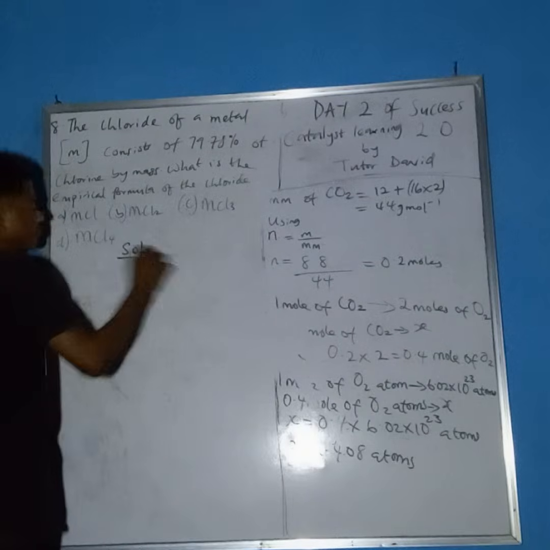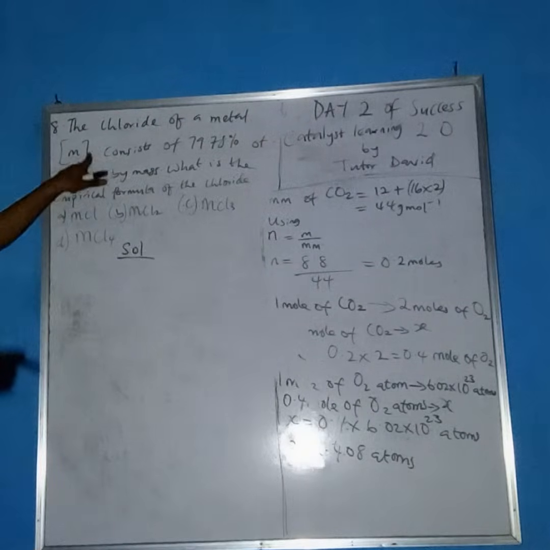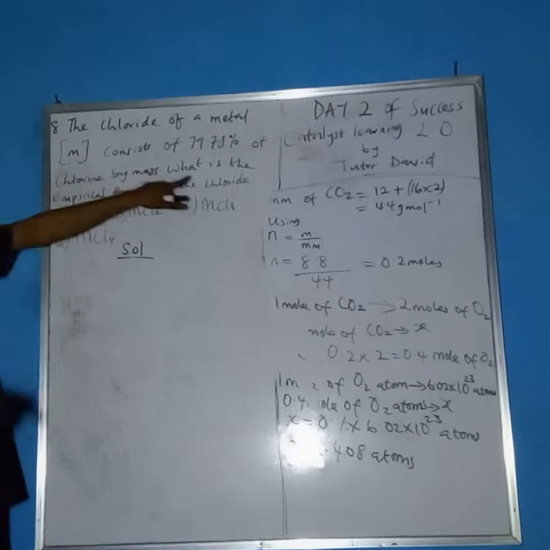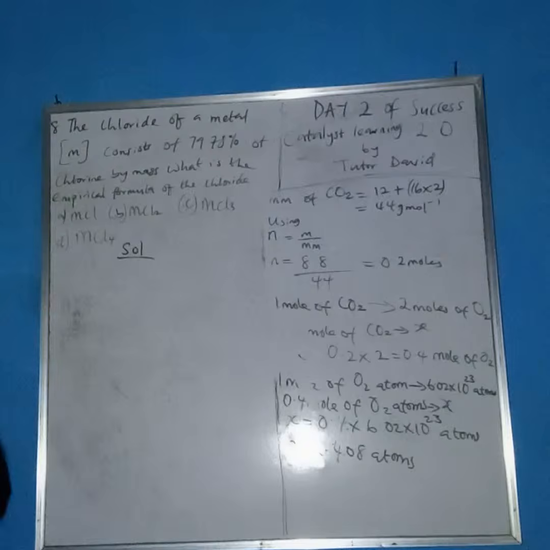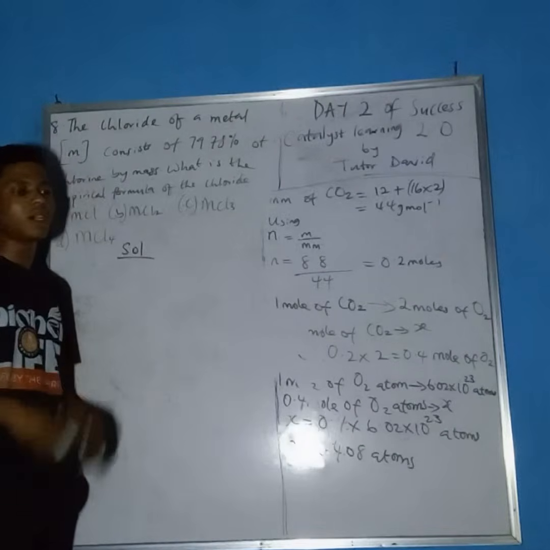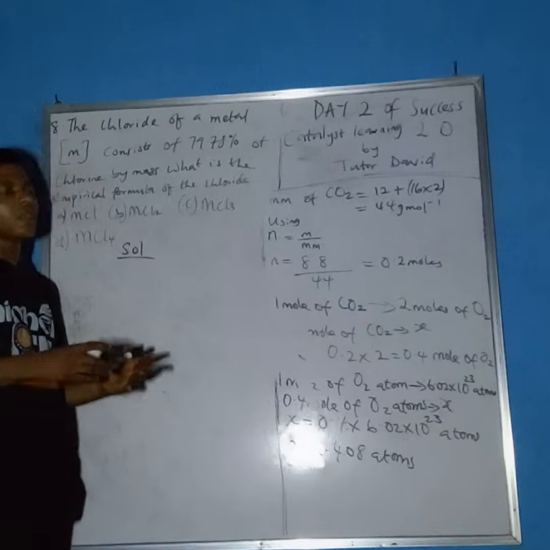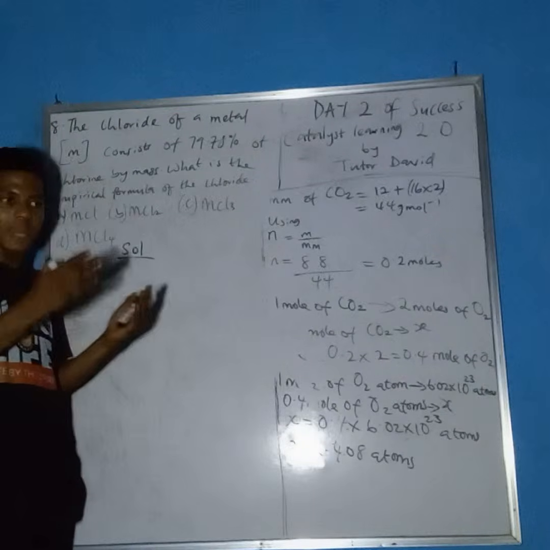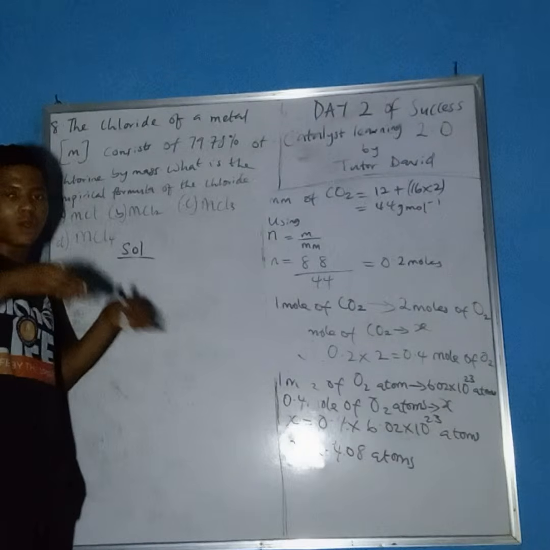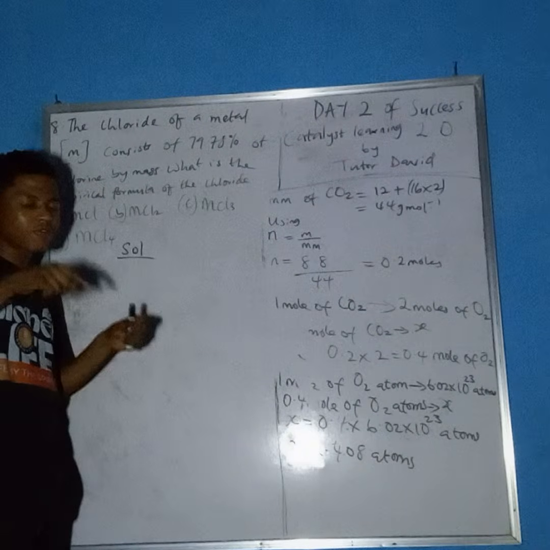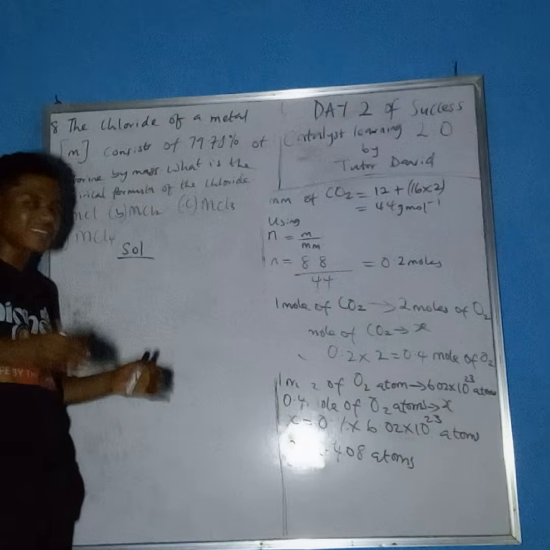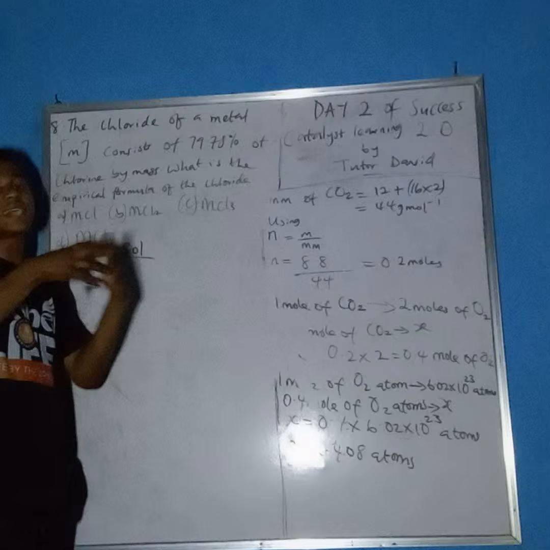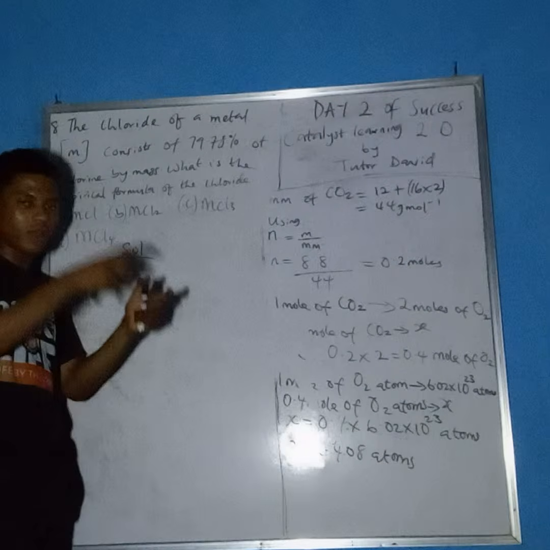So now to solve this, they said the chloride of a metal consists of 79.78 percent of chlorine by mass. What is the empirical formula of the chloride? Now recall for empirical and molecular formula. The empirical formula just tells us the elements that are present in the simplest whole number ratio. But the empirical formula does not tell us the exact number of moles of each individual element in a compound. Let me explain what I mean by that.